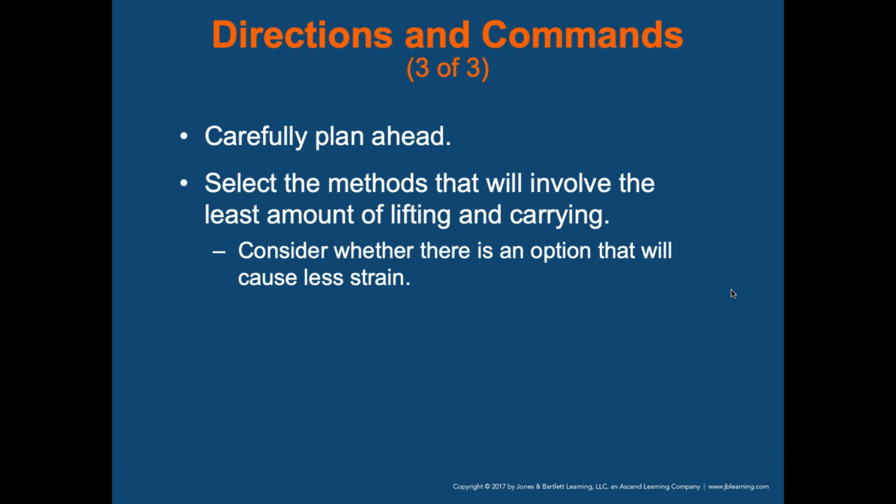If you have a patient in the house, have your partner go out and try to find the best means of egress. It may not always be the way you came in. Select the methods that will involve the least amount of lifting and carrying, and consider whether there is an option that will cause less strain. So if you're on the first floor and you can get a stretcher in the side of the house, the ramp through the garage, versus having to carry somebody out over 7 steps getting in on the front door, I would use the ramp to bring the stretcher into the house, where it's making things a lot easier. So again, search around the area and see the best way to get out.